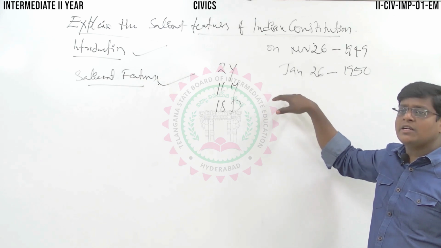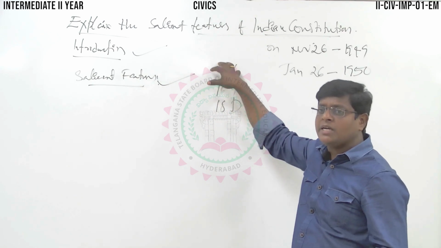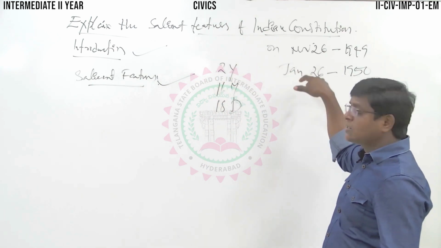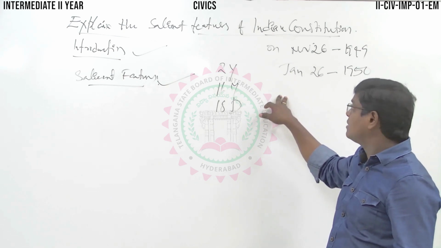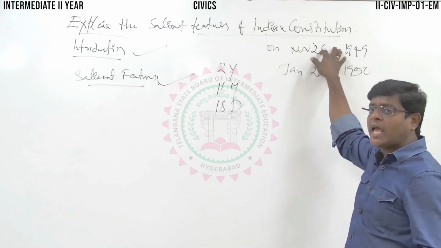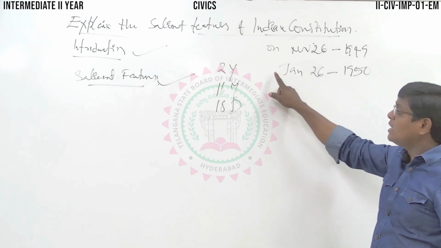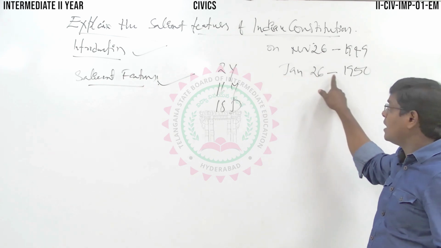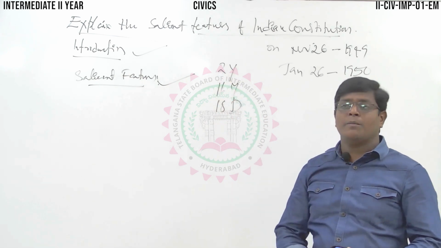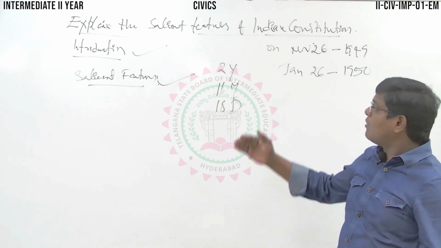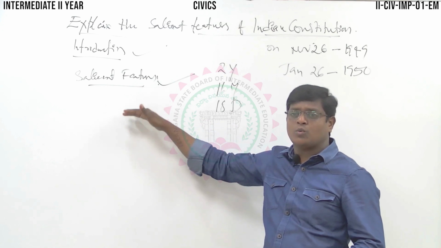Once again, what is the introduction part? How the Constitution was formulated, by whom it was formulated, that is the drafting committee, who chaired the drafting committee, Dr. B.R. Ambedkar, when it was adopted by the Constituent Assembly, November 26, 1949, and when it came into force, Jan 26, 1950. It took 2 years, 11 months, 18 days for making the Constitution of India. Then after this, you have to go with the explanation of the salient features one by one.